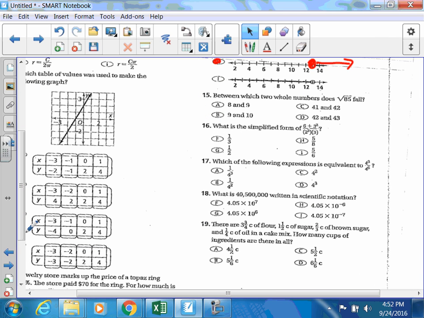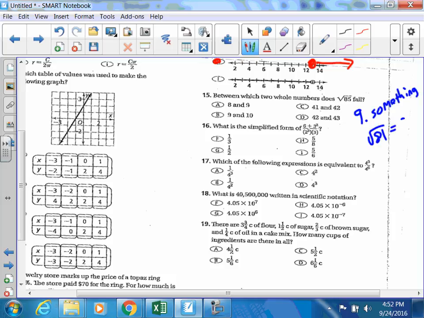Between which two whole numbers does the square root of 85 fall? You could type it in, and you're going to get 9 point something. I only know that because I know the square root of 81 is 9, and the square root of 100 is 10. So the square root of 85 is going to be 9 point something, which is going to fall between what two whole numbers? 9 and 10.